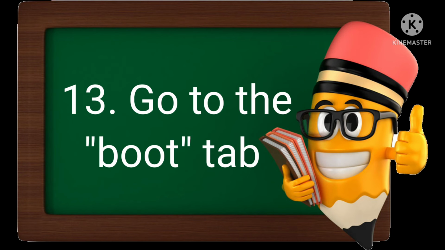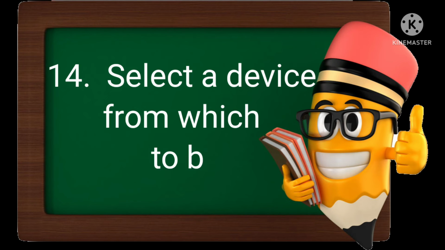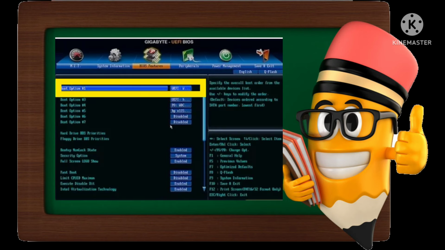Then go to the Boot tab. You'll use the arrow keys to select it. The Boot tab may instead say Boot Options or Boot Order depending on your computer's manufacturer. Then select a device from which to boot. You have a couple of options. First, for a USB flash drive, select the Removable Devices option. And then for a disk installation, you have to select the CD-ROM drive or optical drive option.